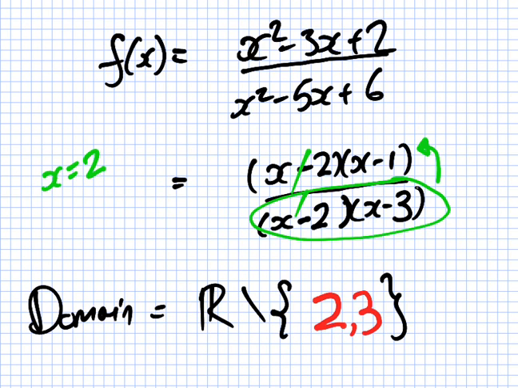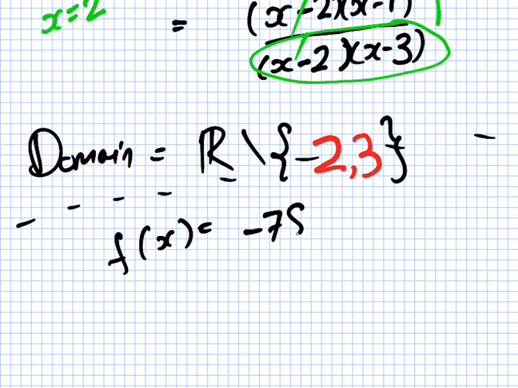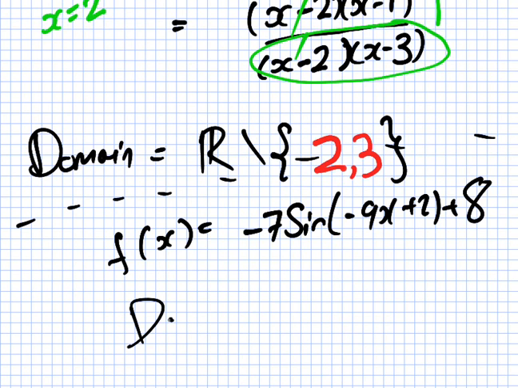Right, we'll just do one more. We'll do one with sine in it, because we haven't done that, and then we'll look at the next problem. So we have f(x) equals minus 7 sine(minus 9x plus 2) plus 8. Okay, so here, what's the domain, do we think? Yeah, you can put any number into sine, so the domain is all real numbers.